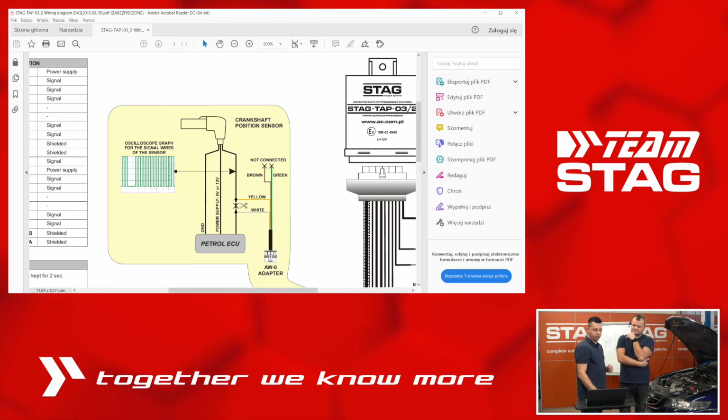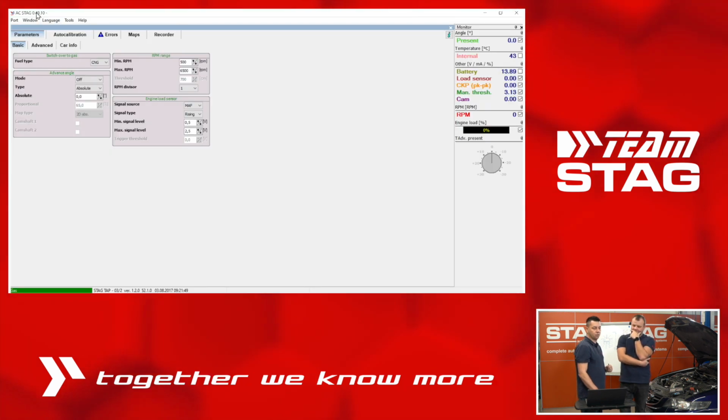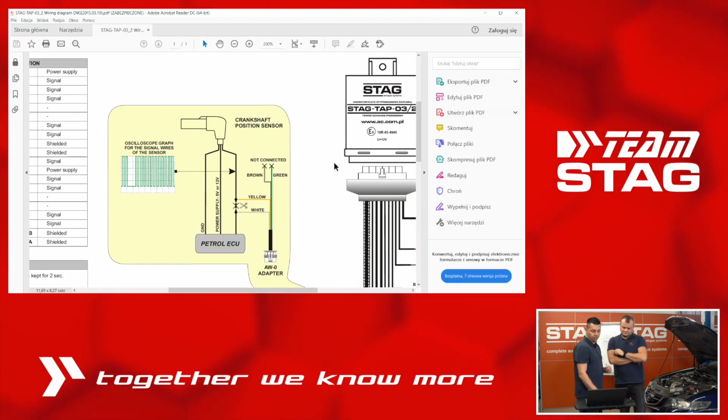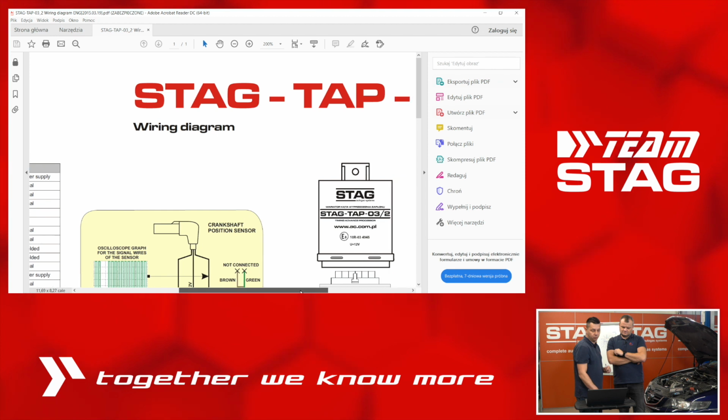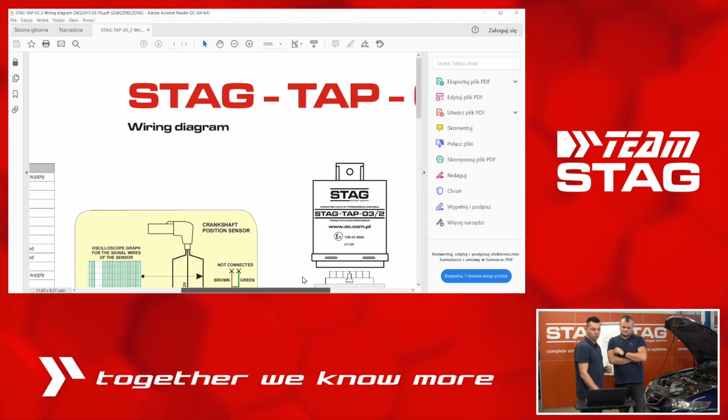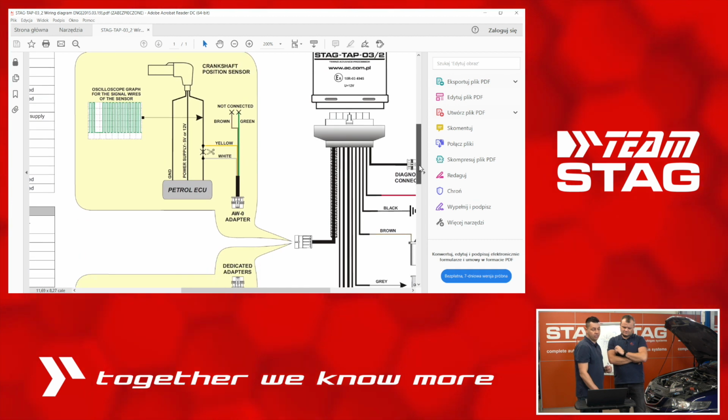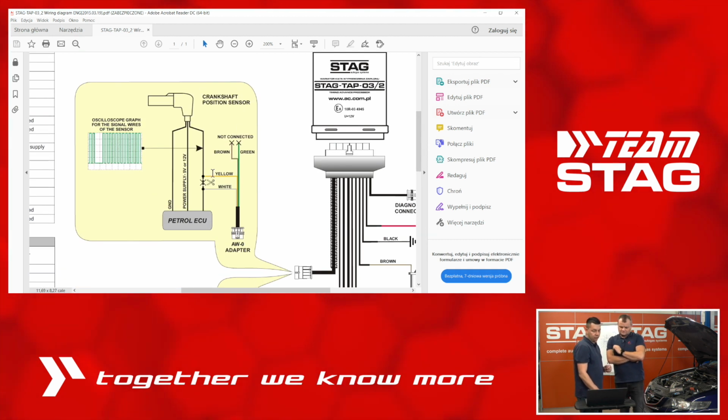Yes. Just to remind you that from our AC STAG software, when you choose help and then documentation, you have access to all the manuals that you want to use. There are manuals for our gas controller, but also for the TAP controller. So if you go to the TAP controller manual, right now we have the STAG TAP 032 wiring diagram, and as you can see on the left side there is information on how to check the proper signal in the crankshaft position sensor.